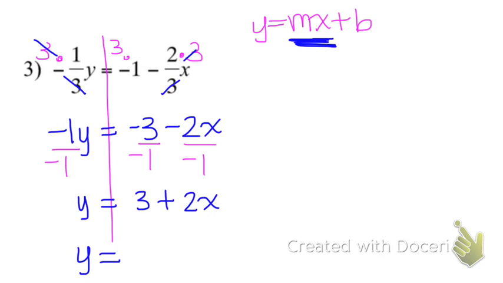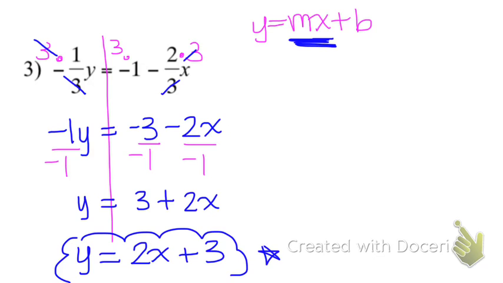Okay, the 2x is positive, so I'm going to put that first. The 3 was also positive, so I'm going to put plus 3 because it was a positive 3 last. This would be my final answer of my equation. I must make sure that it's ordered correctly in order for it to be in slope-intercept form. Make sure you have this one copied into your notebook.